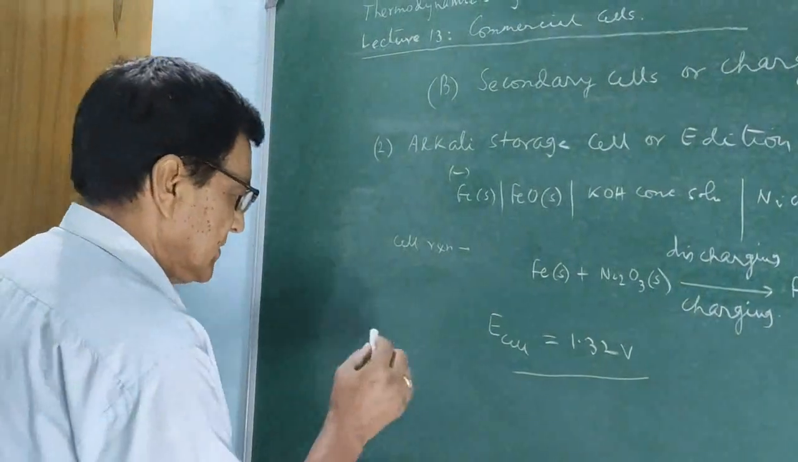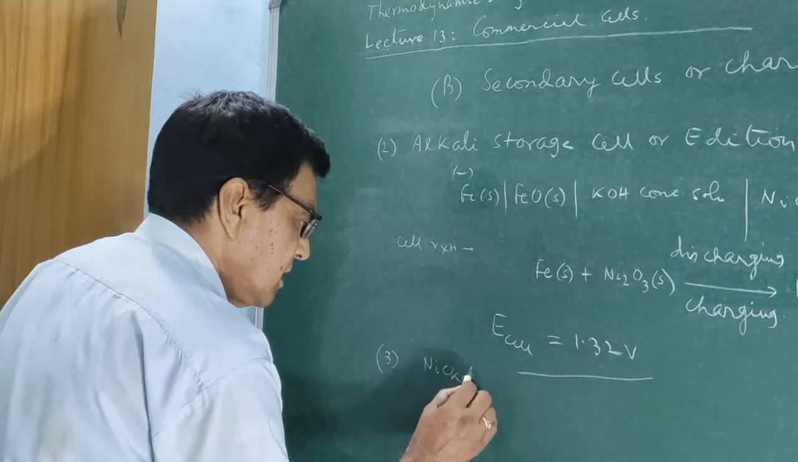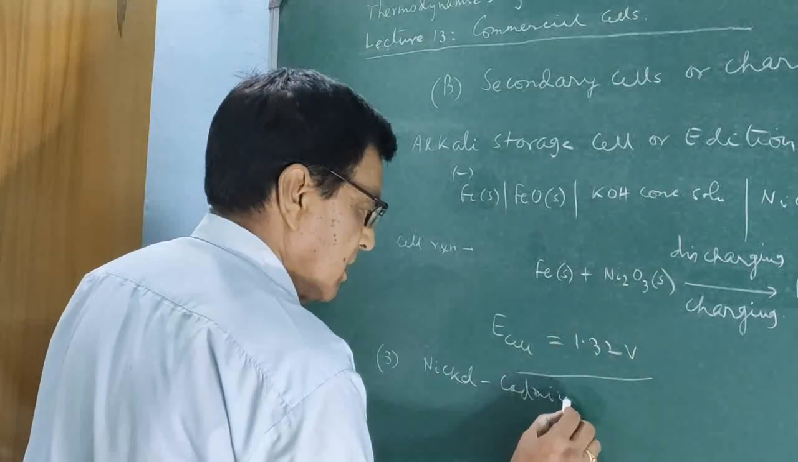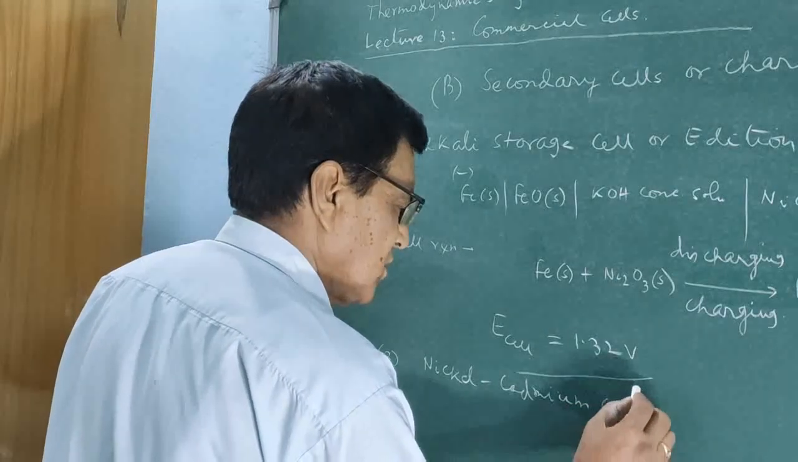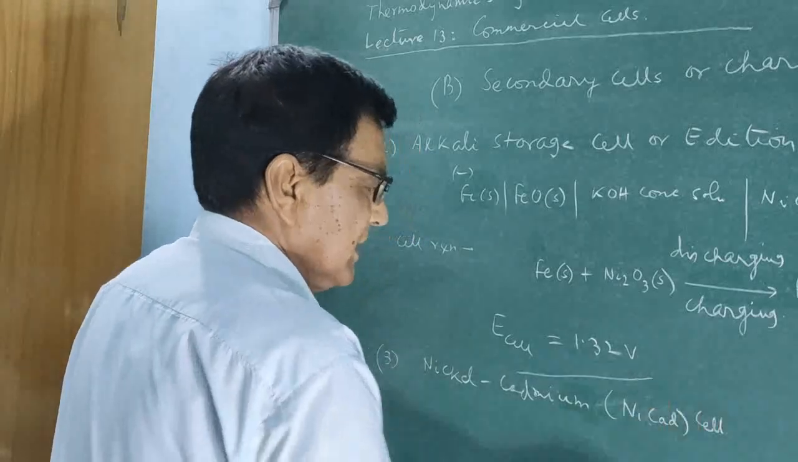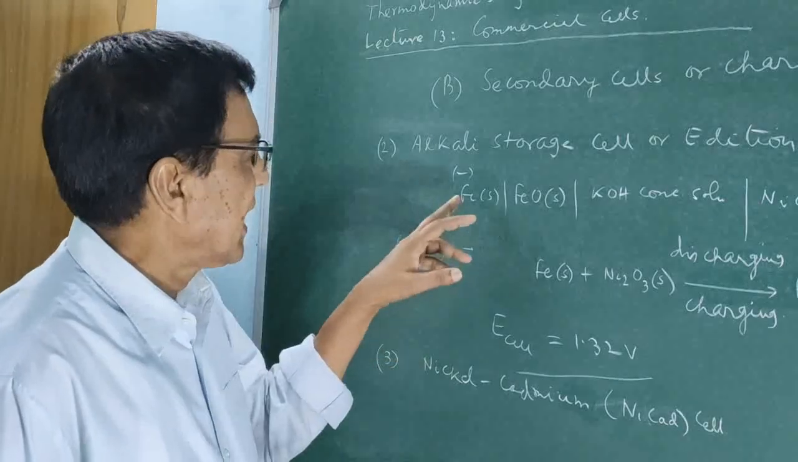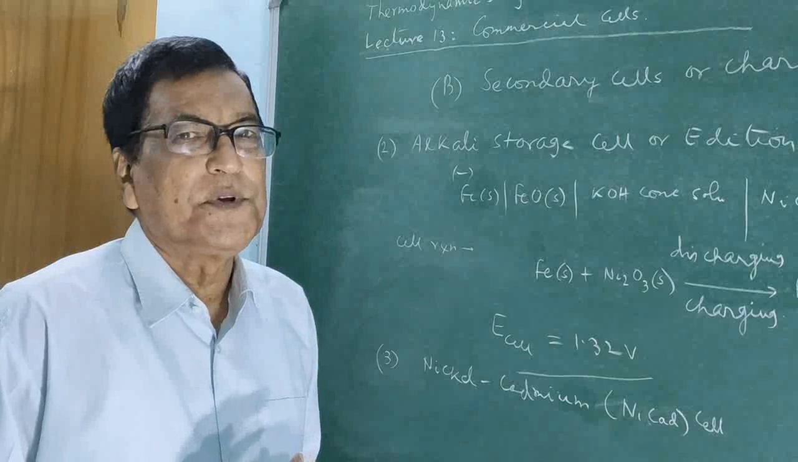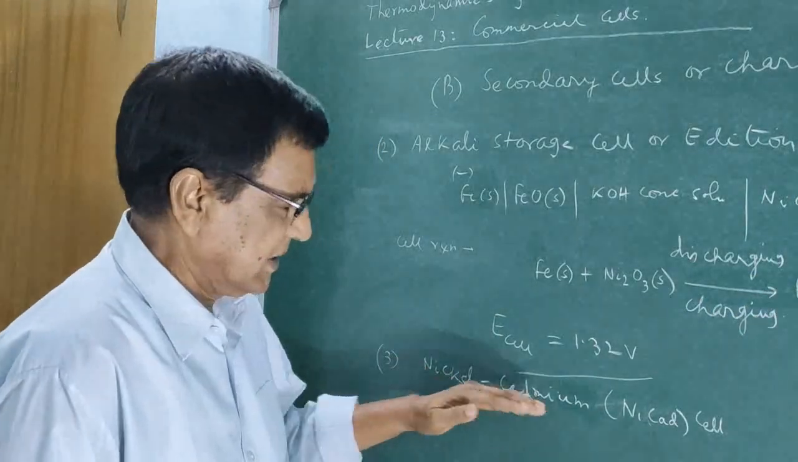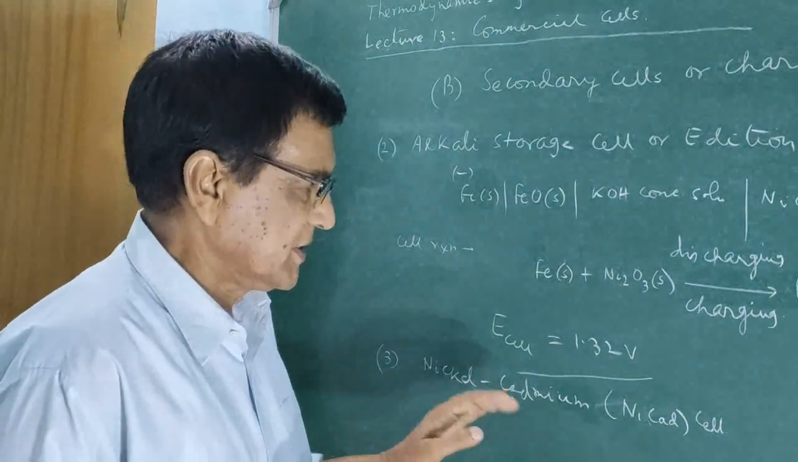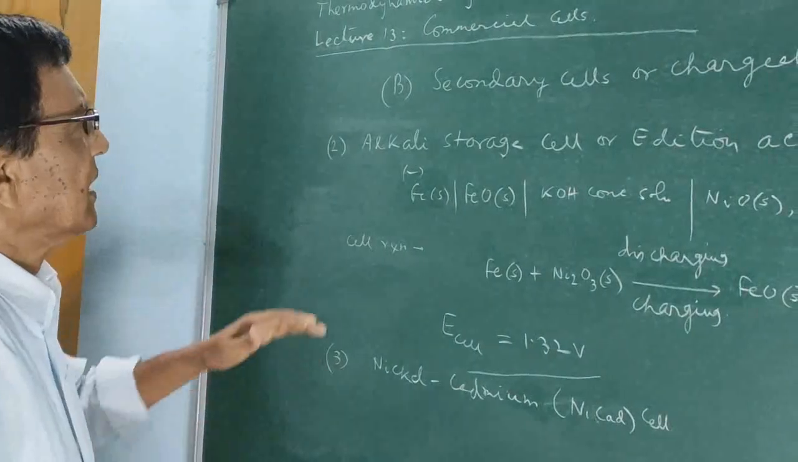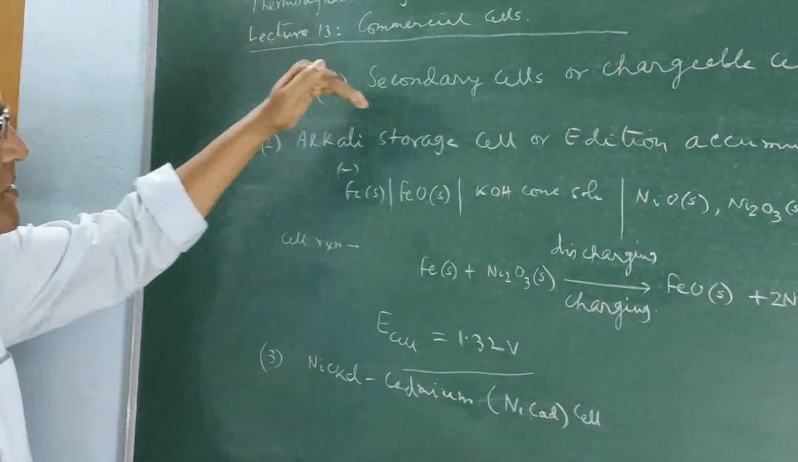And the third type of alkali cell is called the nickel cadmium cell, which is also popular. The nickel cell is again more costly, as it is the same type of cell as the iron one, with iron replaced by cadmium. Here the cadmium oxide and the rest are the same. So this cell is costly, but it is long lasting, and it is used in different mobile sets. So this is all about primary cells and secondary cells.